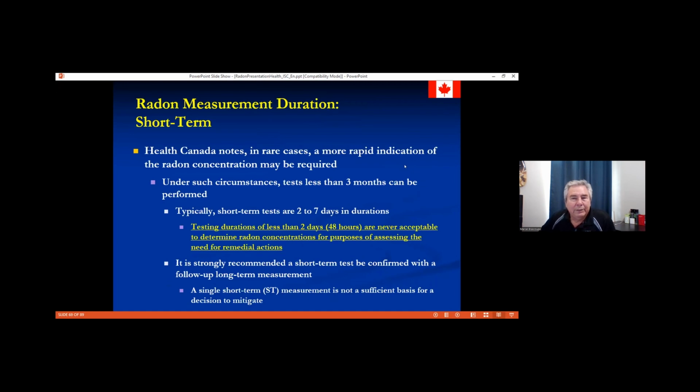In certain rare cases, a more rapid indication is required. And so what they're saying here, typically a short-term test, which normally will be from 2 to 7 days, and testing less than 2 days is never acceptable. And a short-term test should not be used to recommend taking corrective action or remedial action. They also strongly recommend that a short-term test be confirmed with a long-term test, not to rely only on a short-term test for radon mitigation.